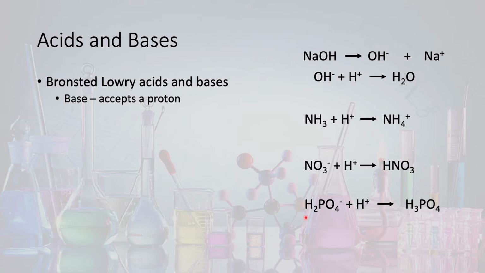And if we think back to our example from the previous slide, H2PO4 negative, under the right circumstances, this molecule can also accept a hydrogen. So in this case, it would be referred to as a Bronsted-Lowry base instead of an acid. Here it absorbs a hydrogen ion and becomes H3PO4.